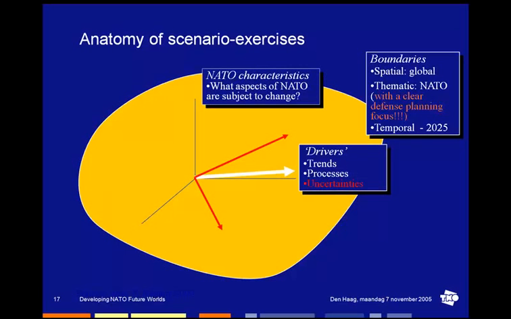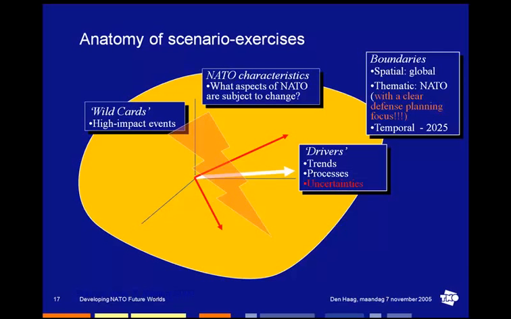The main was the characteristics. Remember the parameters I told you about before. So what are the aspects of NATO that are likely to change in your mind? Secondly, we asked them to identify drivers, also with an eye towards uncertainties. And thirdly, we asked them to make a list of possible wildcards, so low probability, high impact events that might occur.